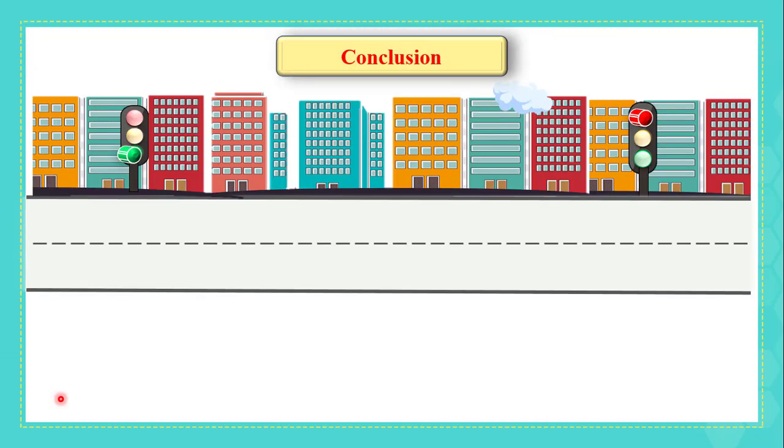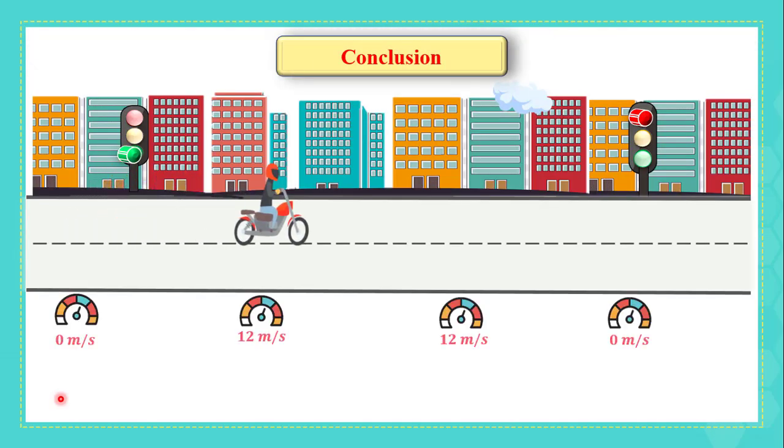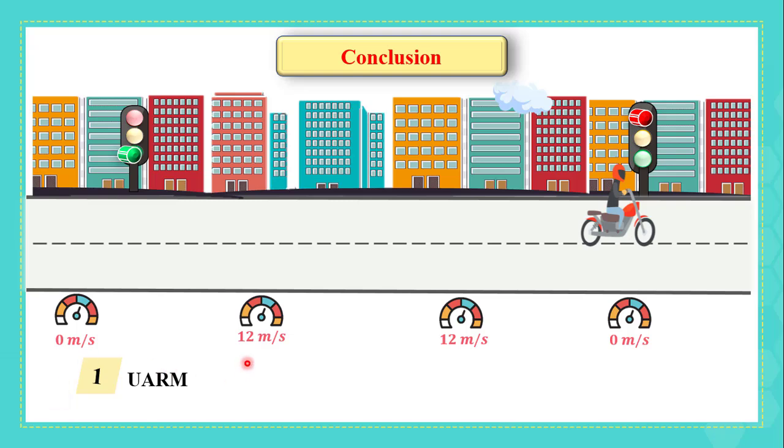Then, as a conclusion, the driver passes through 3 different phases during its motion. It follows a uniformly accelerated rectilinear motion as it increases its speed uniformly from 0 to 12 meters per second. Then it moves with a constant speed where its motion is a uniform rectilinear motion. Then it decreases its speed uniformly and the motion is said to be a uniformly decelerated rectilinear motion.